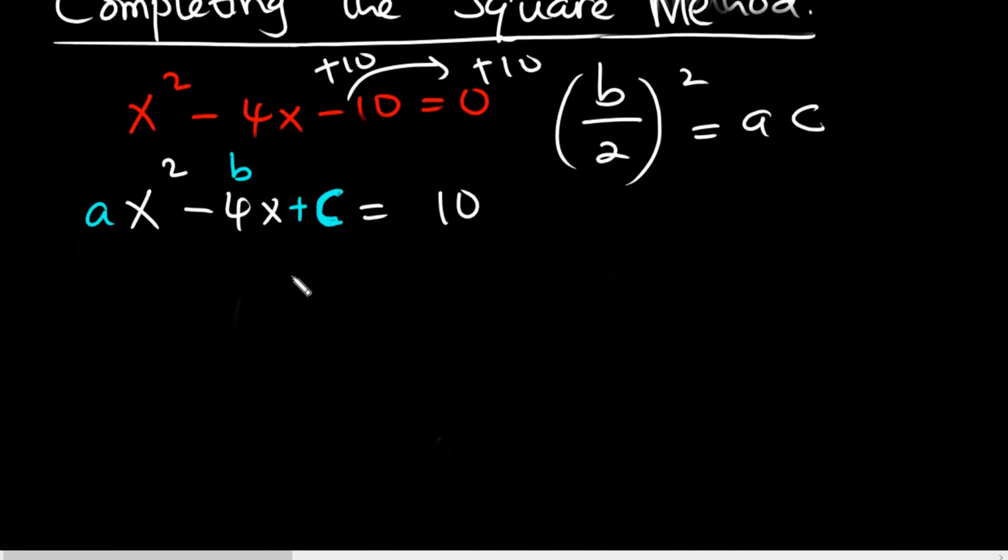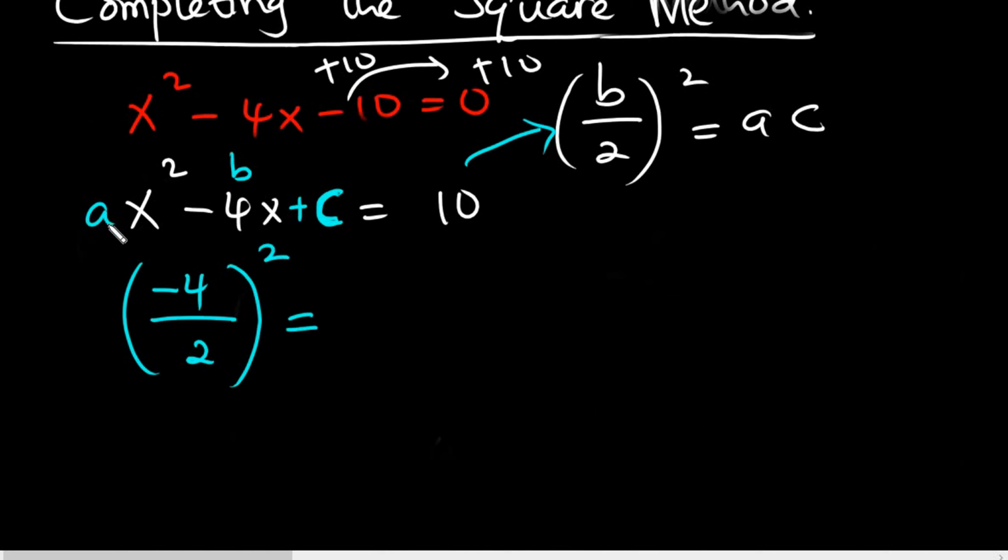And how do we make it a perfect square? We are going to use this relationship that we have just found out here. That B, which is, for this case, negative 4, if we divide it by 2, and then we square it, we are supposed to get A times C. So for this case, A is 1, okay? The coefficient of x squared is 1. So it's supposed to be a C, okay?